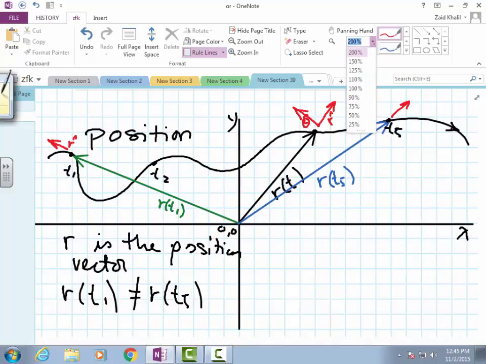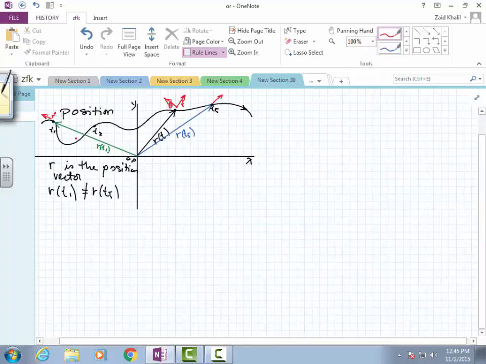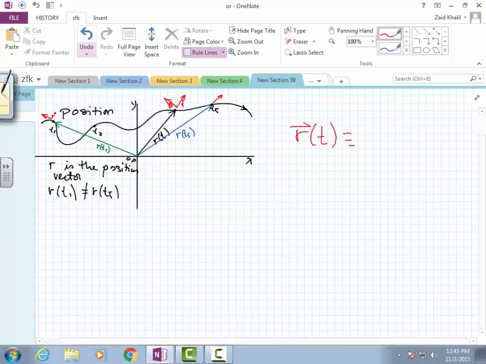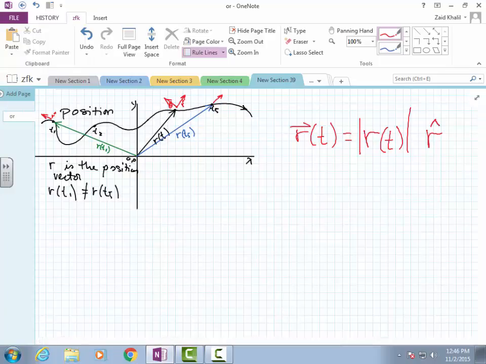And so to describe the position vector, r of t, it's simply equal to, it's not exactly defined, but it's equal to the magnitude of r of t in what direction? In the r hat direction. Notice there's no component of the position vector that is not in the radially outward direction. It extends from the origin to some point in the plane.